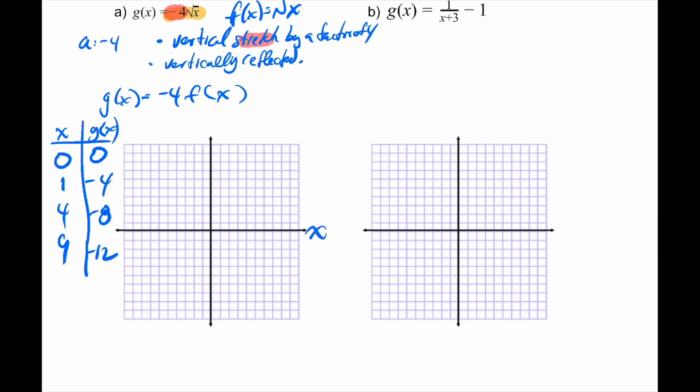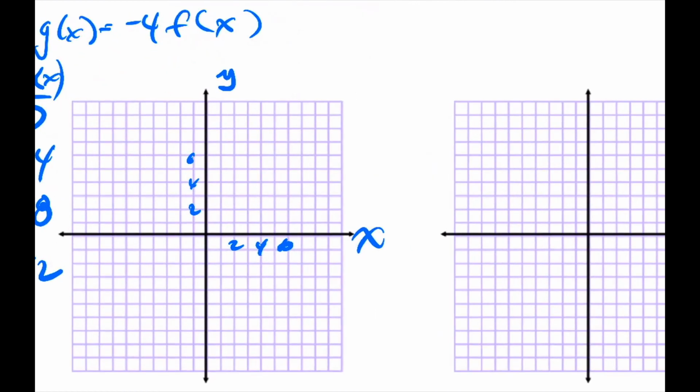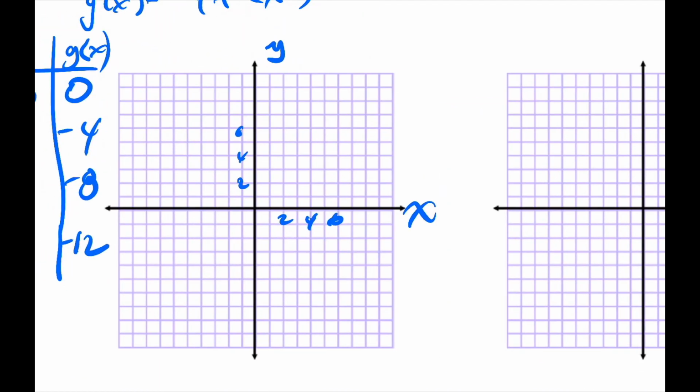All right, so let's go off and label our axes and put in our scale. And let's see what this graph looks like. So here we're going to get 0, 0. So let me just do this in red. 0, 0. We got 1, negative 4. So it's going to be coming down over here. 4, negative 8. So 1, 2, 3, 4, and negative 8. It'll be somewhere down here. And then the last point is 9, negative 12. And it's off our grid a little bit, but that might be right over there.